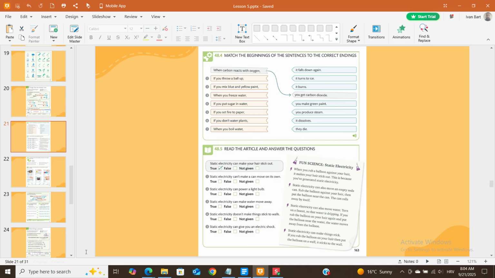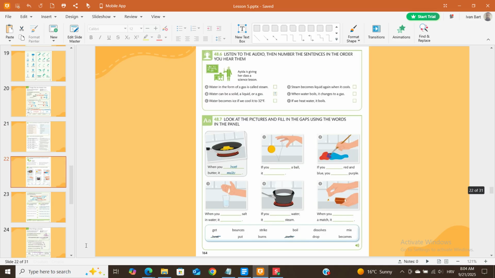163. 164. 48.6 Listen to the audio, then number the sentences in the order you hear them. Ida is giving her class a science lesson. Water in the form of a gas is called steam. Water can be a solid, a liquid, or a gas. Water becomes ice if we cool it to 32 degrees Fahrenheit. Steam becomes liquid again when it cools. When water boils, it changes to a gas. If we heat water, it boils.